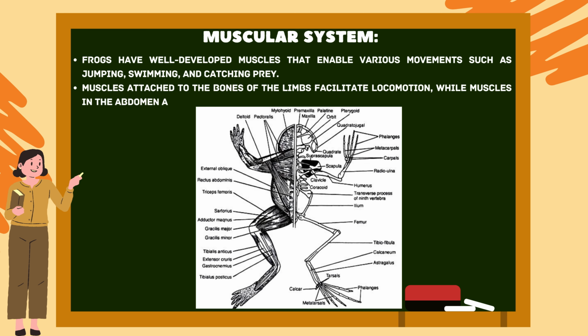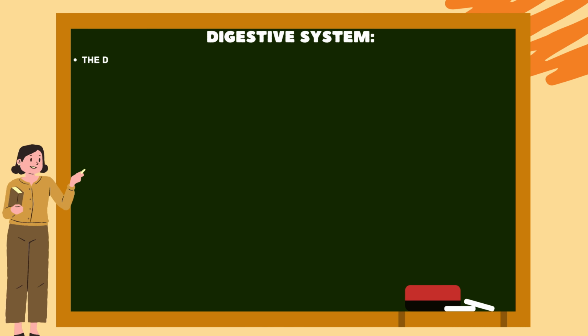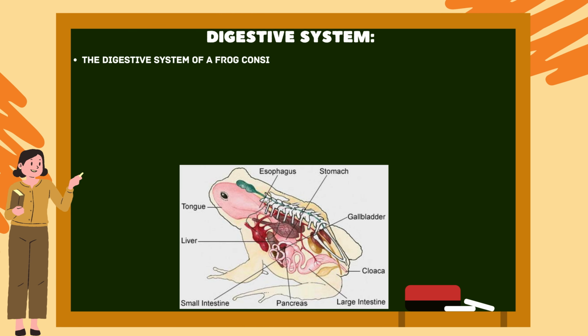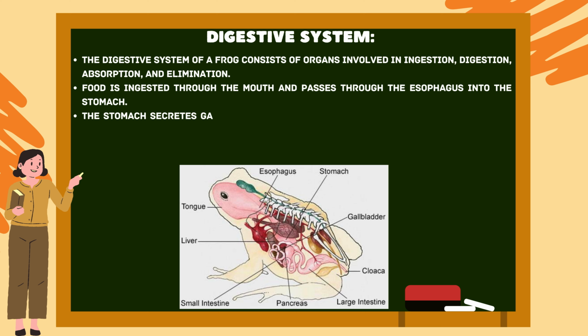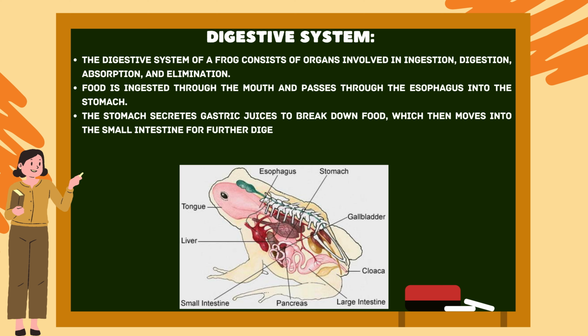Integumentary system. Skin. Frogs have smooth, moist skin covered in mucus, which keeps them hydrated and enables cutaneous respiration, gas exchange through the skin. Their permeable skin allows for the absorption of water and oxygen, and specialized glands in the skin secrete toxins to protect them from predators.